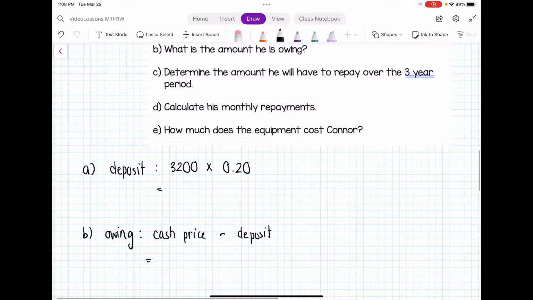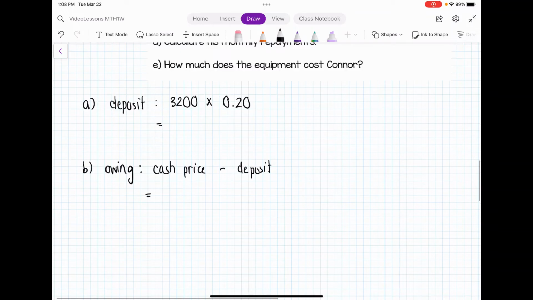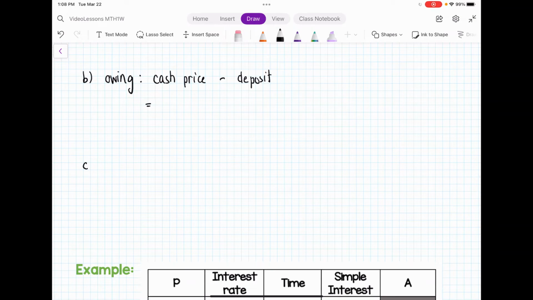And to calculate how much he has to repay over the 3-year period, that would mean we have to use our simple interest formula. Now, something to remember is this principal is not the cash price. The principal is what he's owing, okay? So you're going to have your principal, which is what he was owing. So I want you to put that value in here.